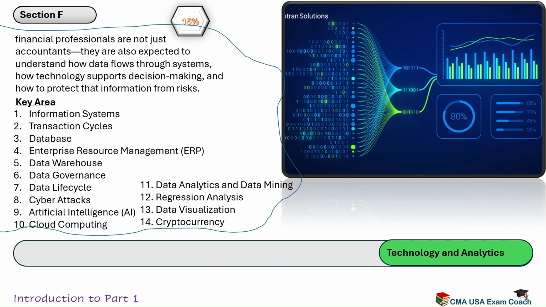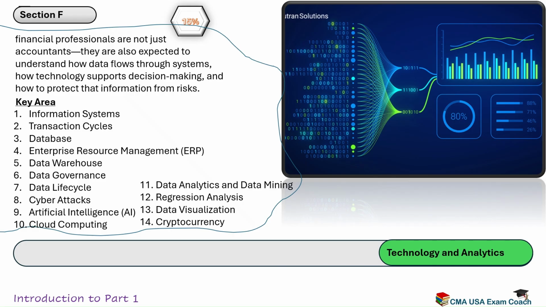Next, database. A database is where all business data is stored and managed. Think of it as a digital filing cabinet that organizes information systematically. You'll learn how data is stored, retrieved, and maintained, and why database management is essential for accuracy and security.